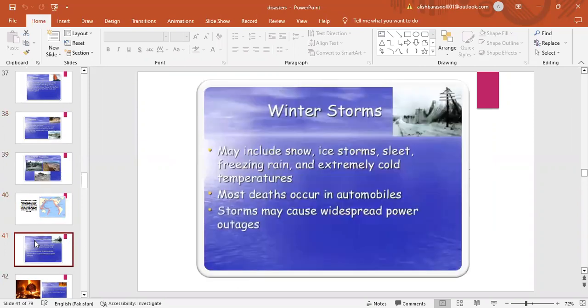Winter storms may include snow, ice storms, sleet, freezing rain, and extremely cold temperatures. Most deaths occur in automobiles. Storms may cause widespread power outages.